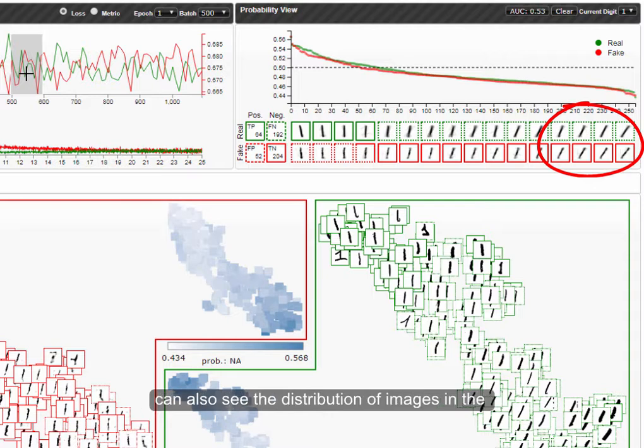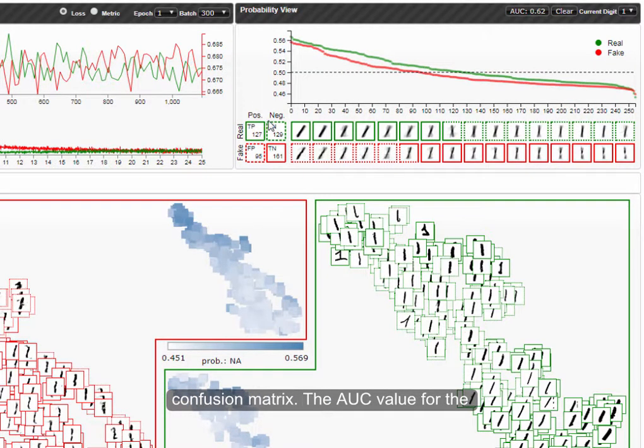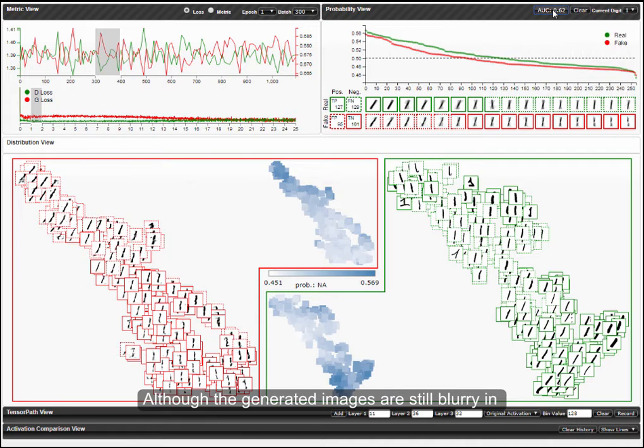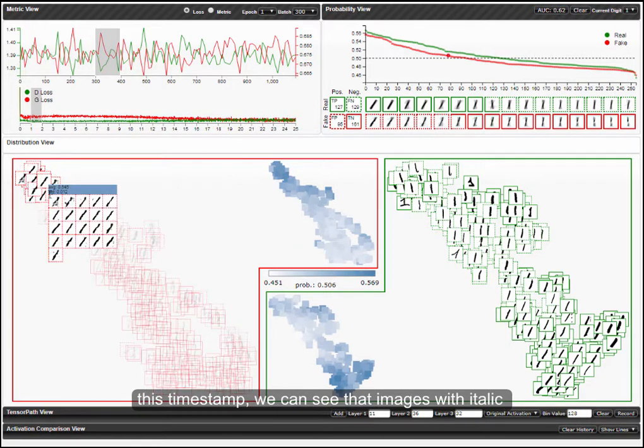We can also see the distribution of images in the confusion matrix. The area under the curve value for the discriminator is 0.62 currently. Clicking on the area under the curve button will show you the details of the ROC curve and the AUC area. Although the generated images are still blurry in this timestamp, we can see that images with italic styles have successfully cheated the discriminator and received higher probability values.